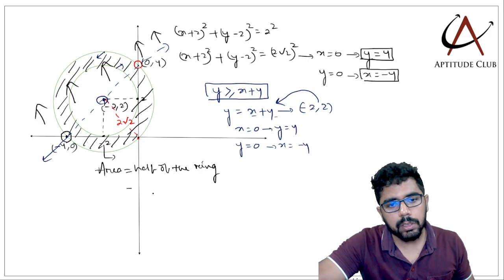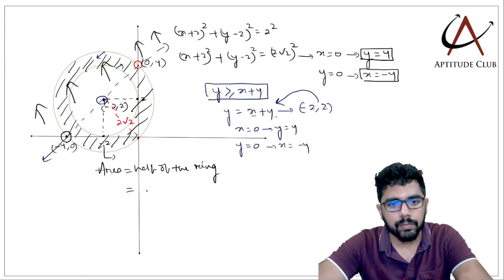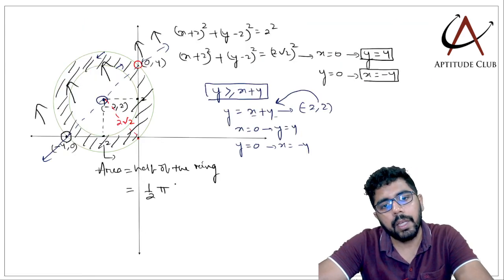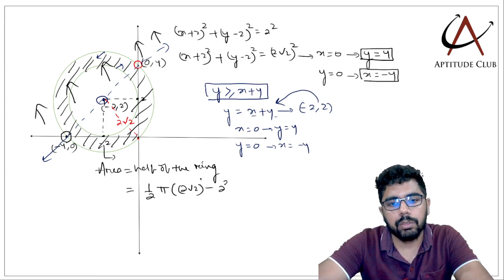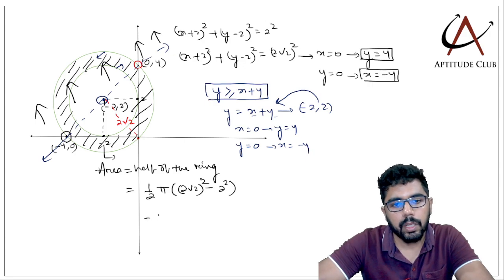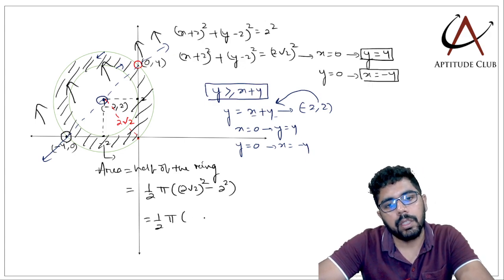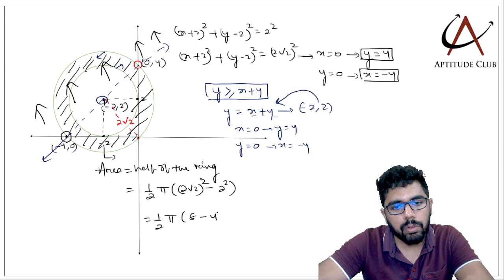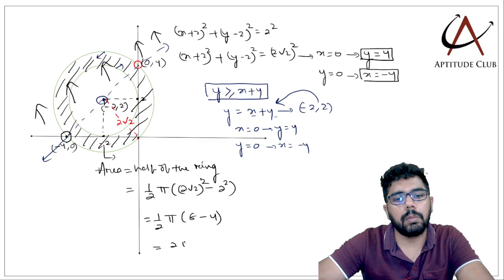Half of the ring means half of pi. First radius is 2 root 2 squared and the second is 2 squared. So it is half of pi times 8 minus 4. Basically my area bounded is 2 pi.